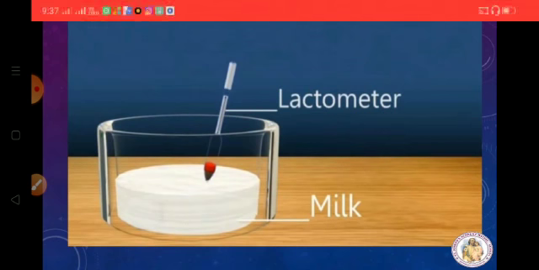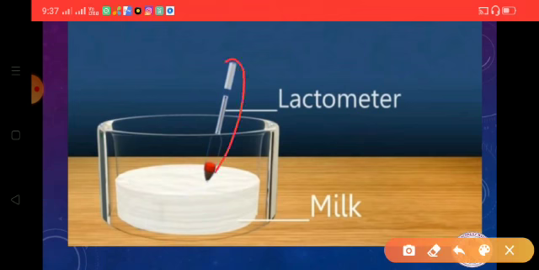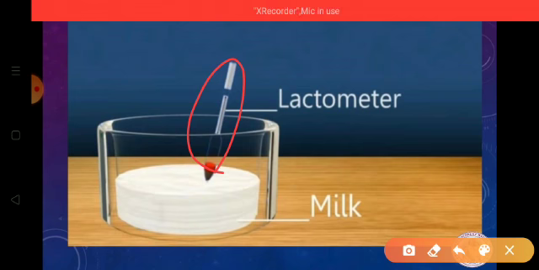Okay, the lactometer works on the principle of gravity of milk. The lactometer consists of a long graduated test tube with a cylindrical bulb, with the graduation ranging from 15 at the top to 45 at the bottom. The test tube is filled with air. This air chamber causes the instrument to float.